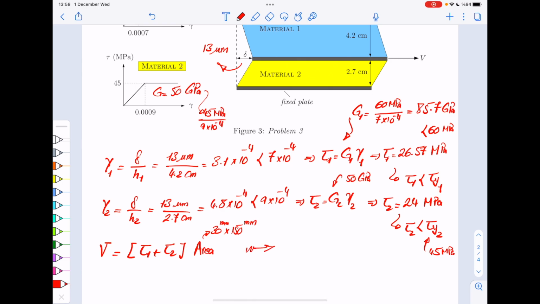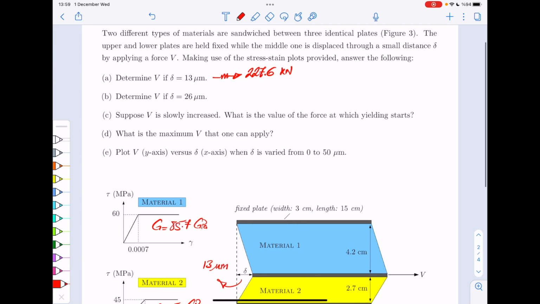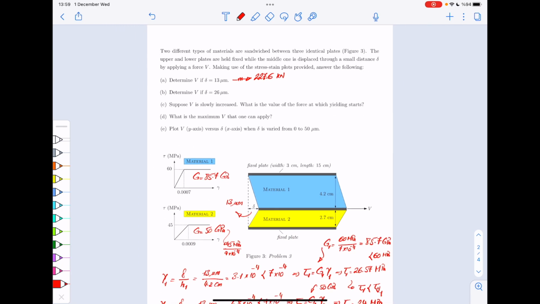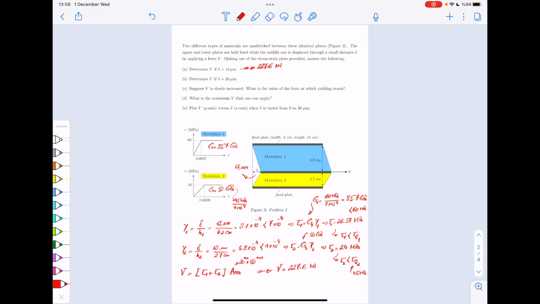And if you calculate that, V would be 227.6 kilonewton. Okay, so this is the answer to the first part. It's 227.6 kilonewton. All right, so that's everything we had to do for part A.